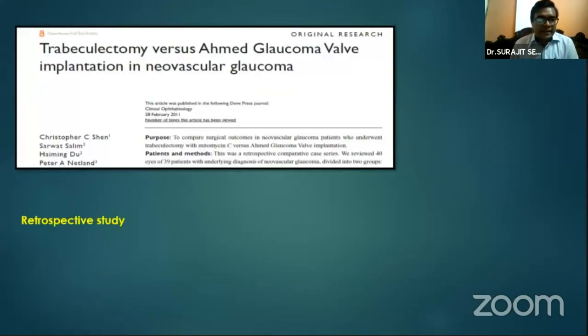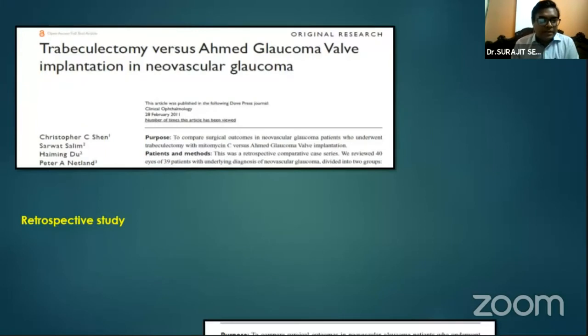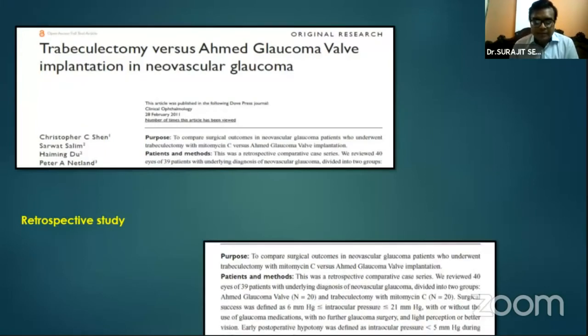And in this one, another study, trabeculectomy and AGV were compared. It is a retrospective study, but there was no statistically significant difference between both groups in postoperative visual acuity and intraocular pressure, they concluded.